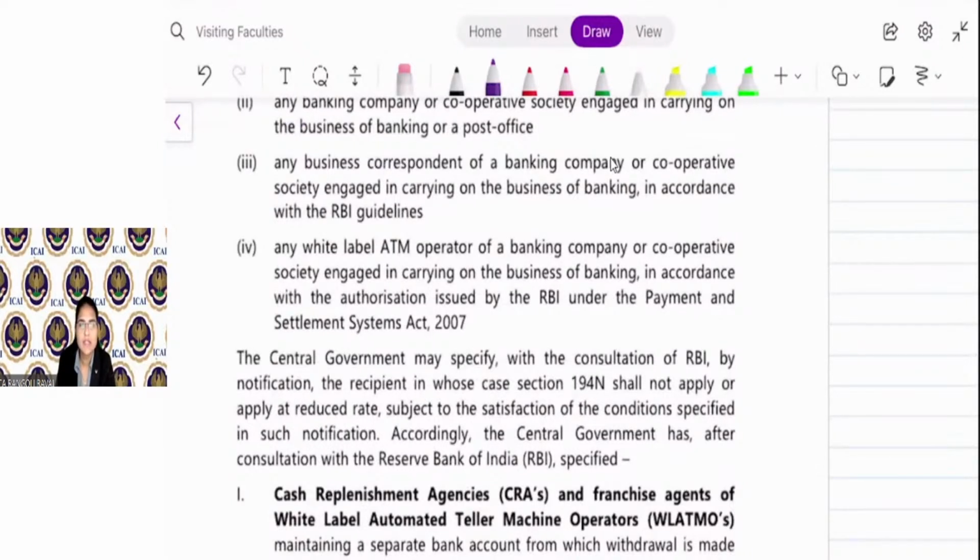Any white label ATM operator of banking company. See, every day in ATM, the white label ATM operator will fill the ATM machine. Okay, so for that they require cash. So they have to withdraw cash from bank. Then in that case, 194N is not applicable. But there are certain criteria: they have to maintain a separate account for the withdrawal of the amount.